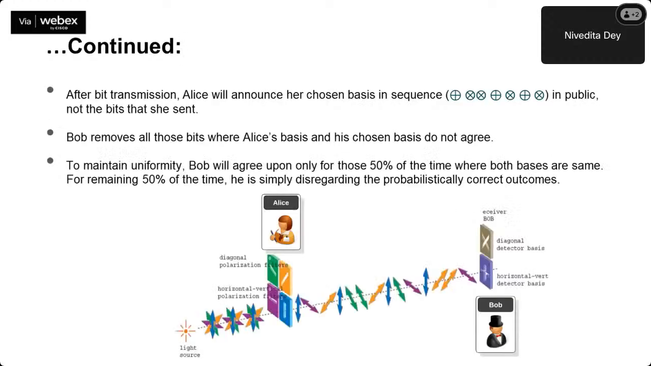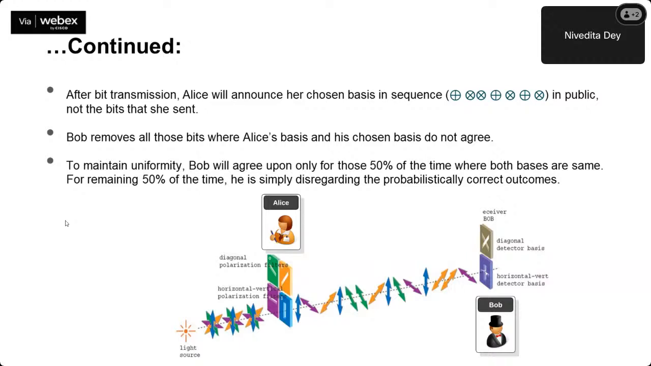But this is not the challenge. The main challenge here is, what if Eve is also present here? So also, if you see the last part, after bit transmission, Alice will announce her chosen basis in sequence in public, not the bits that she sent. So now she will be announcing the chosen basis as well as a few parts of the output, which has no dependency, or from that information, definitely you cannot regenerate or anyhow generate the entire one. There is no correlation or no such mapping.